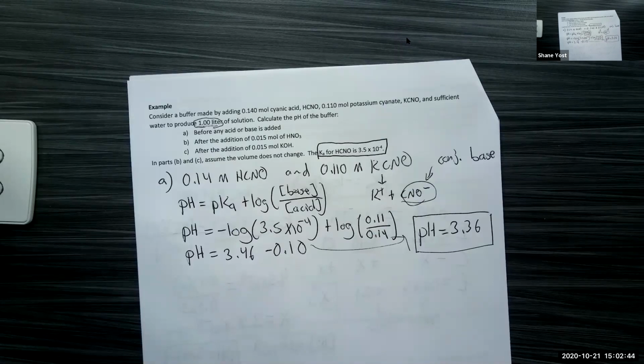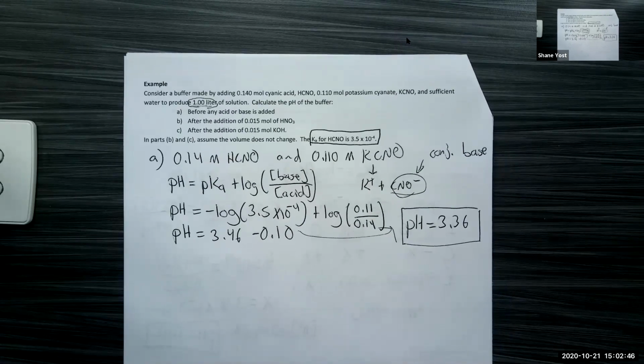Are there questions about part A, about the use of this Henderson-Hasselbalch equation, why we were able to use it, and how we used it?